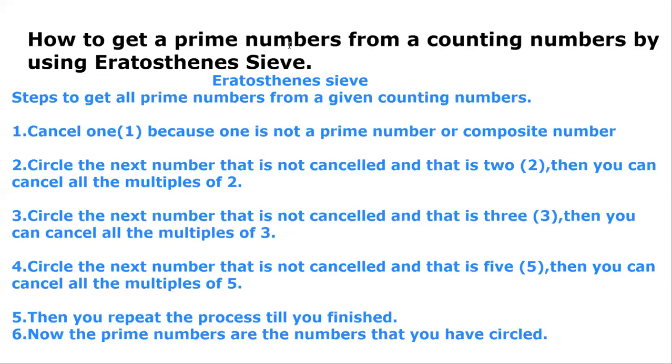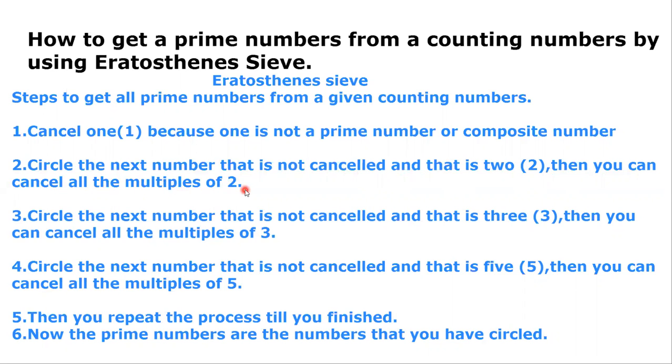Circle the next number that is not cancelled, and that is 2. The next number is 2, it's not cancelled, so you circle it. Then when you have circled 2, you can cancel all the multiples of 2.